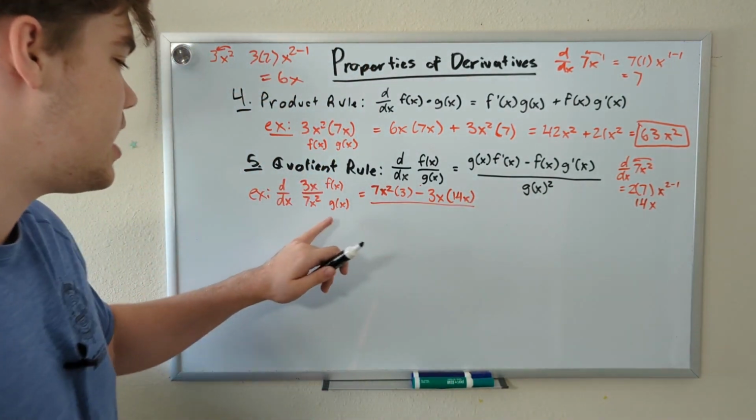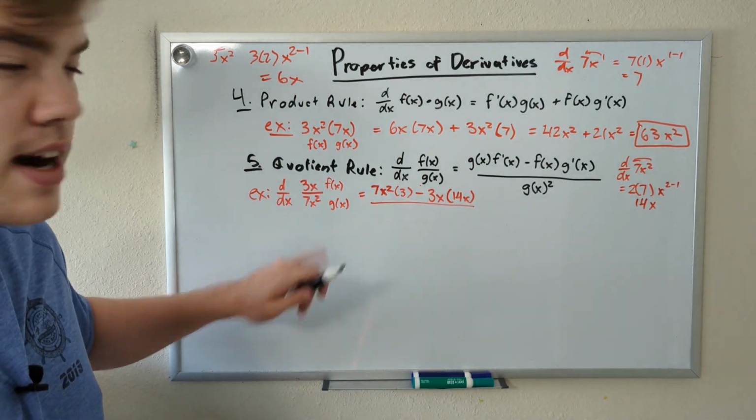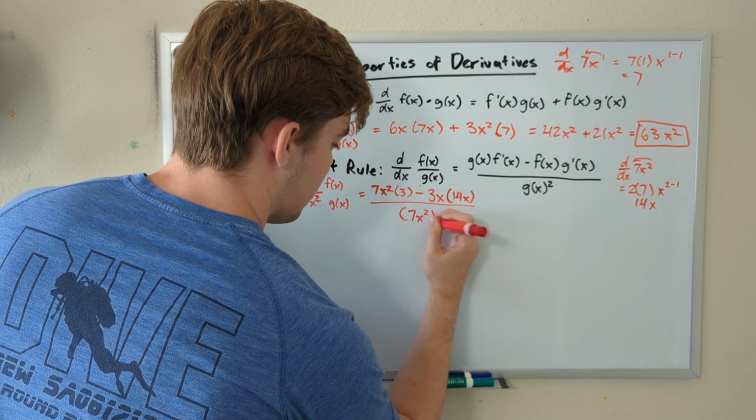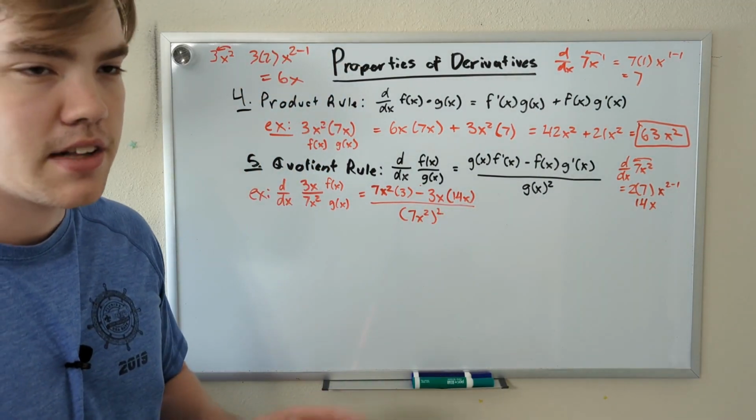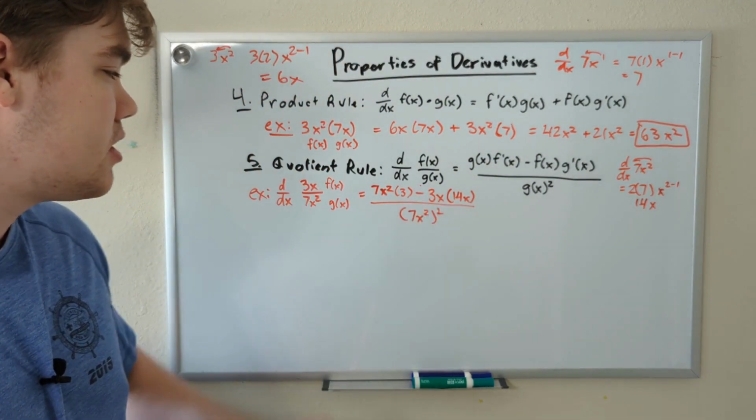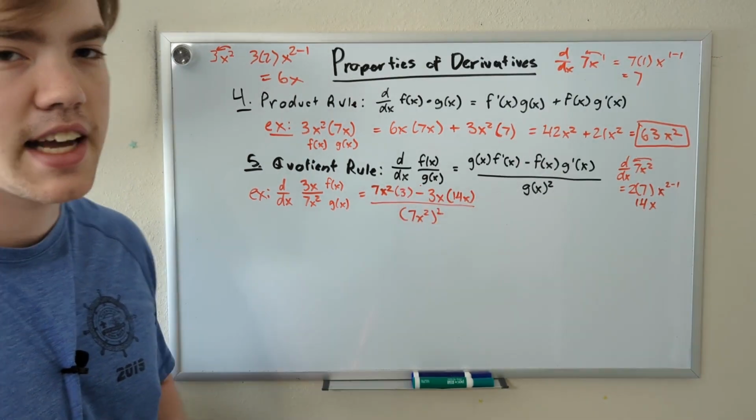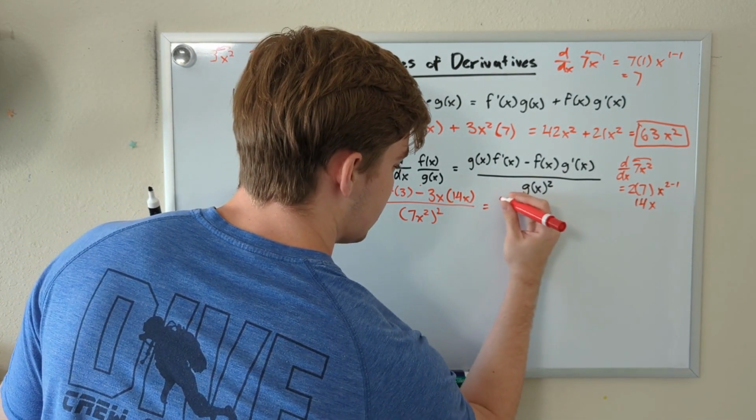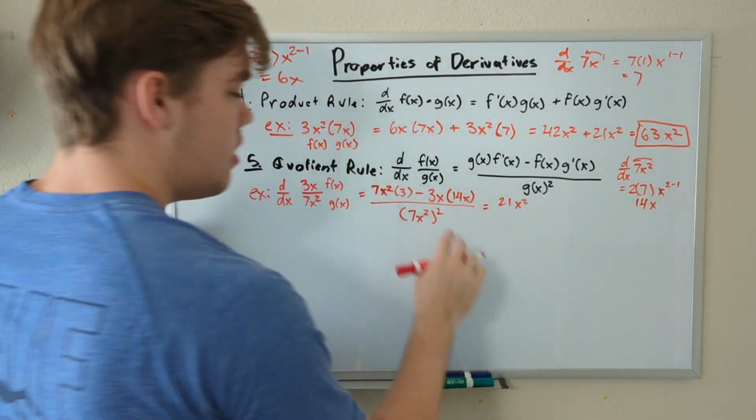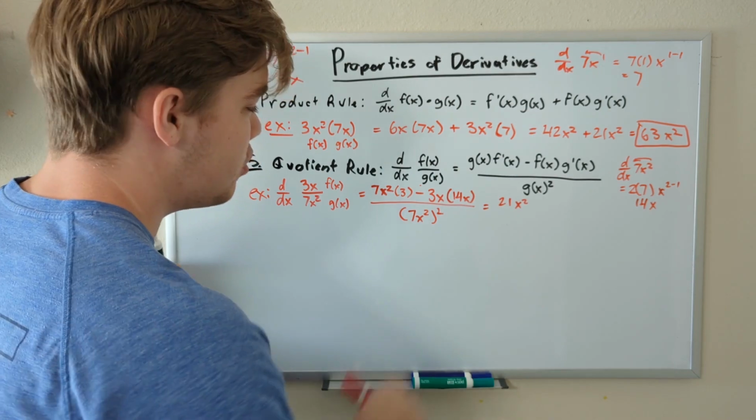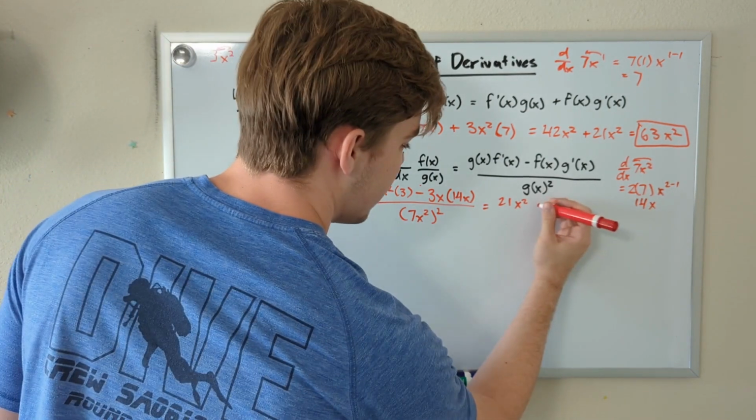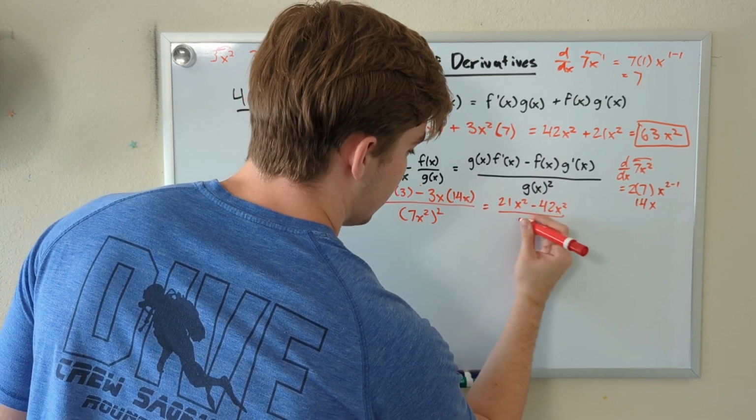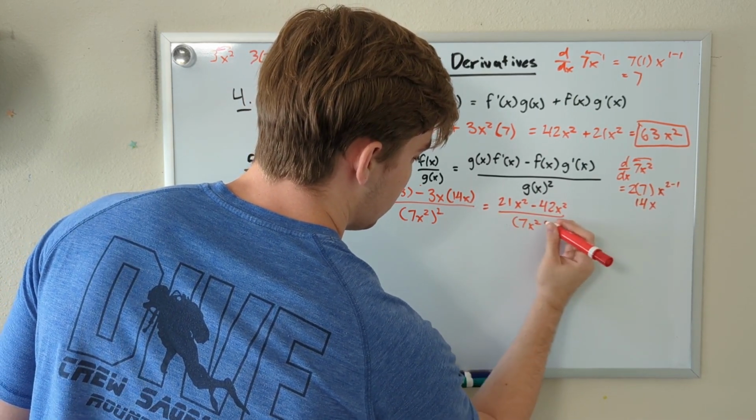And on the bottom, we just have g of x squared, which means we just need to square 7x squared. So this is equal to 7x squared, squared. Let's multiply these out and combine like terms. 7x squared times 3 is just going to be 7 times 3 and tacking an x squared onto the front. 7 times 3 is just equal to 21. So this is 21x squared. 3 times 14 is equal to 42. X times x is equal to x squared. So we subtract 42x squared. And this is all divided by 7x squared, squared.